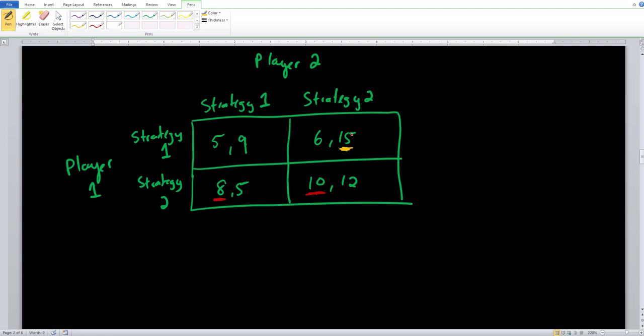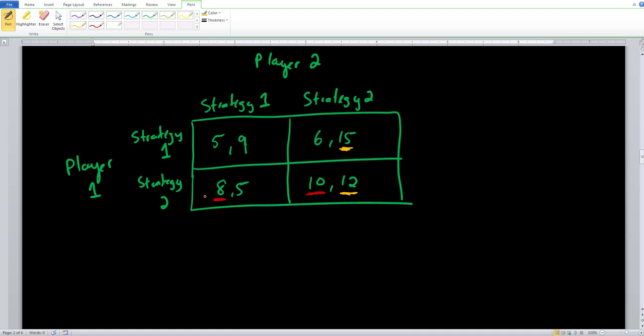Finally, you want to go ahead and see the final strategy right here. What happens if you know for sure player number 1 is going to choose strategy number 2 all the time? What will be the best thing for you to do as player number 2? You would want to go ahead and choose strategy 2 once again, because if you chose strategy number 1, that would only give you a payoff of 5. So 12 is bigger than 5, you would choose strategy 2.